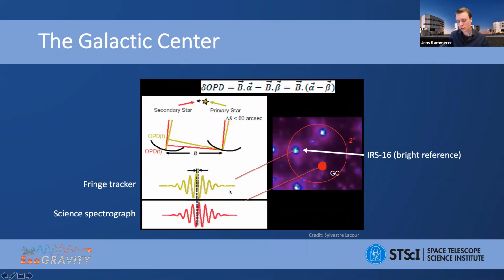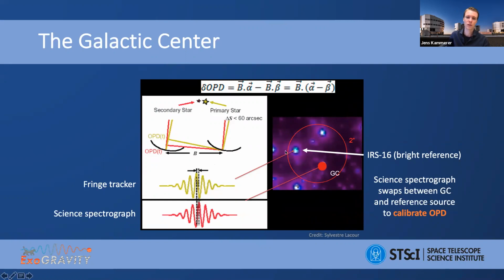Now, something that you should keep in mind for later is that, of course, there's an instrumental OPD associated with both the fringe tracker and the science spectrograph, which you have to calibrate. And for that, you would basically swap the science spectrograph from the galactic center to the reference source and back every now and then. So that's done with a 50-50 beam splitter. And then you can observe sometimes the reference source simultaneously with both the fringe tracker and the science spectrograph. And by this, you can then measure this instrumental OPD and calibrate for it.